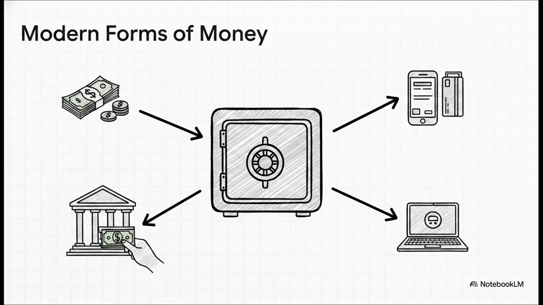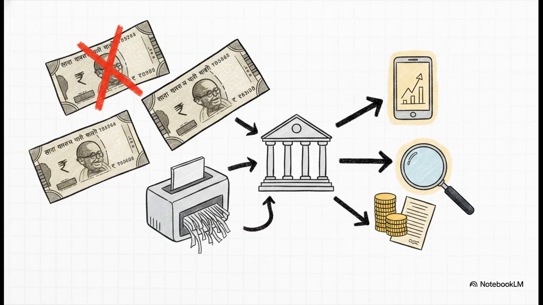And of course, we can't ignore the massive rise of digital transactions through things like UPI, card swipes, and net banking. This whole system is incredibly dynamic, and the government plays a huge role in keeping it running smoothly.